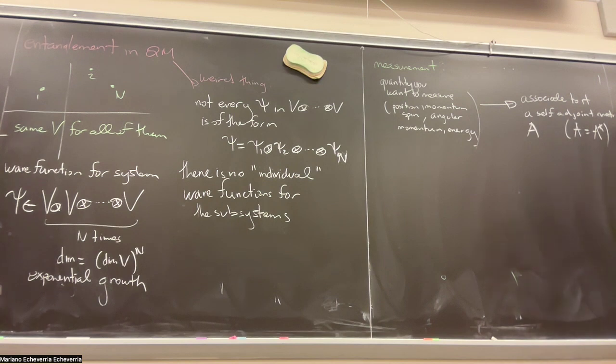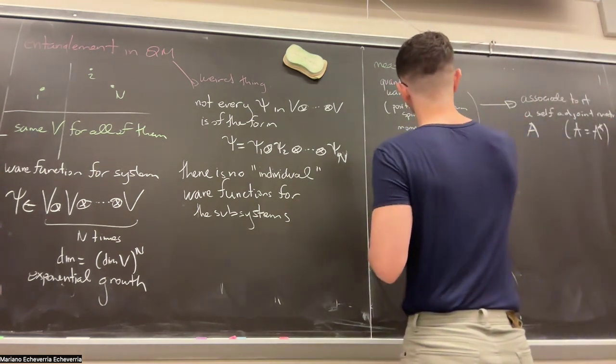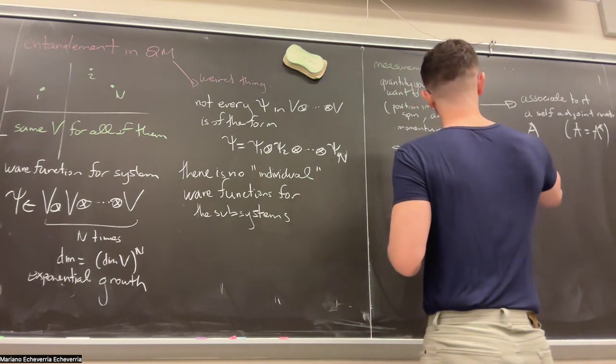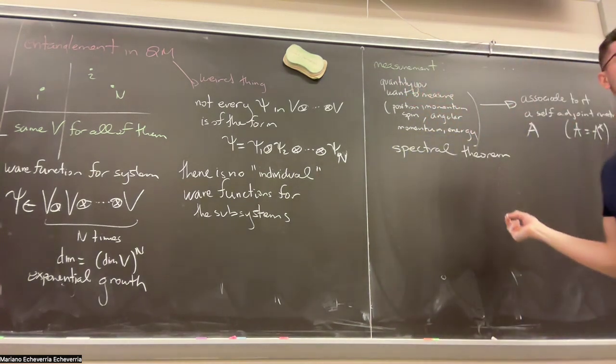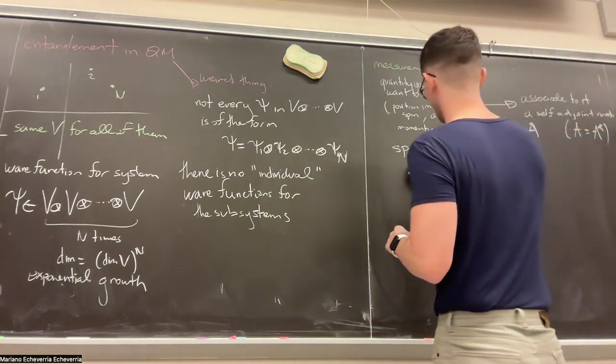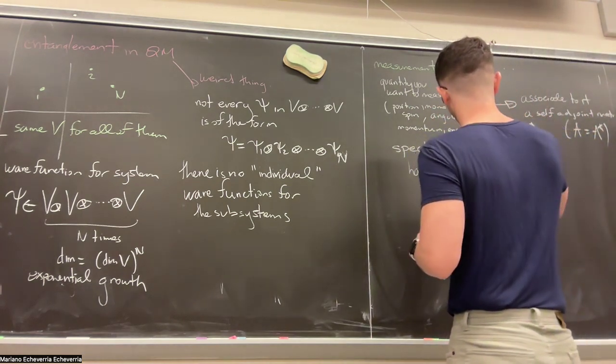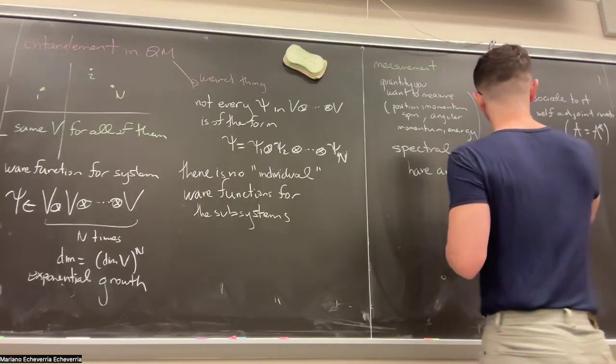What happens if you associate to this a self-adjoint matrix? Once you have a self-adjoint matrix, you have the spectral theorem, which tells you that you can find an orthonormal basis of the vector space in terms of eigenvectors of the matrix, right? So the spectral theorem says that you have an orthonormal basis of eigenvectors.